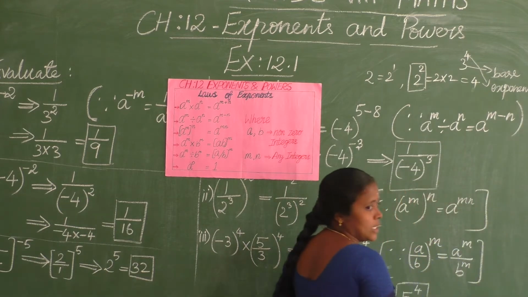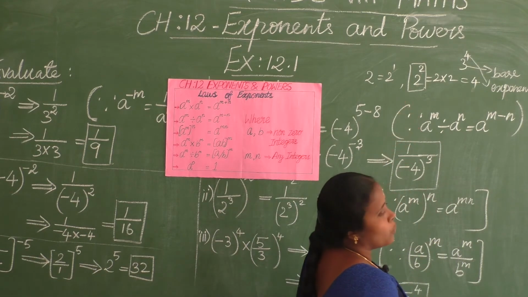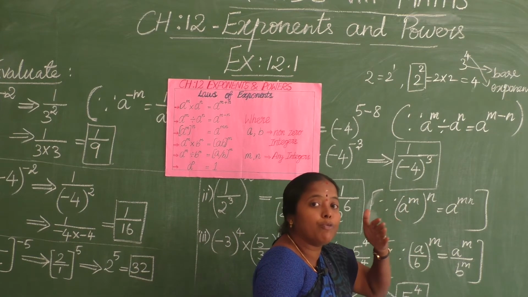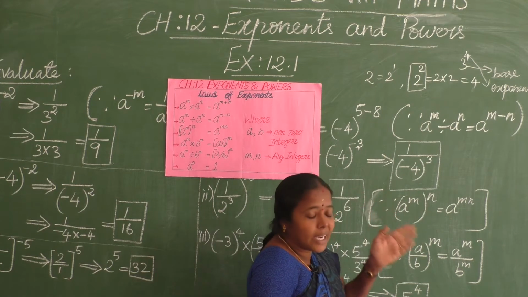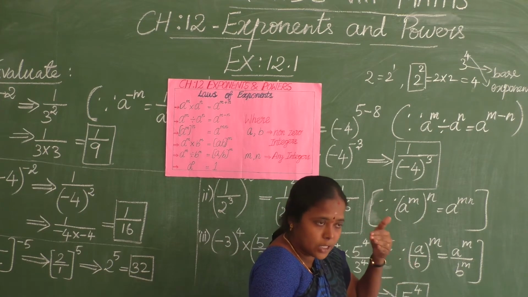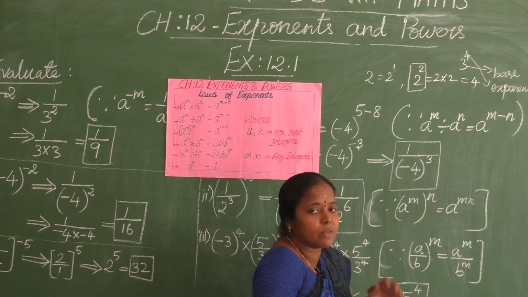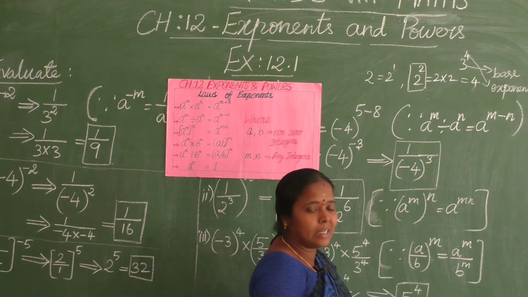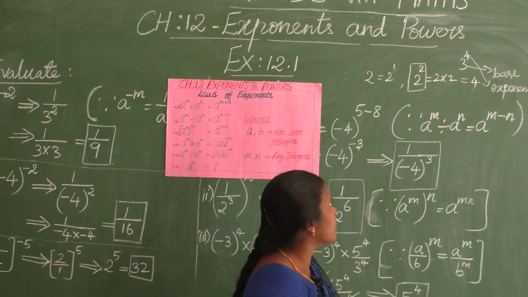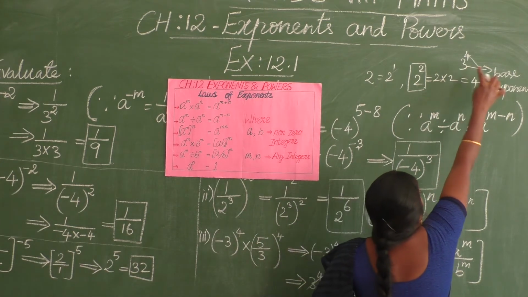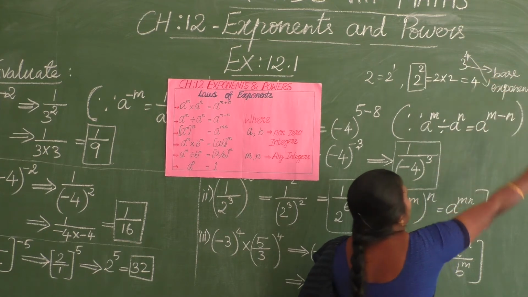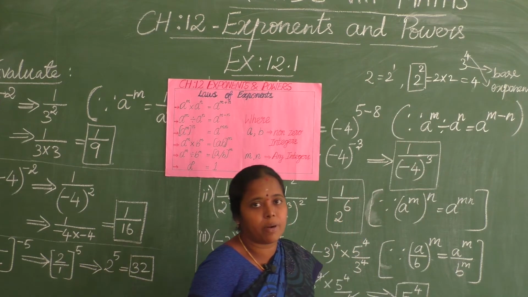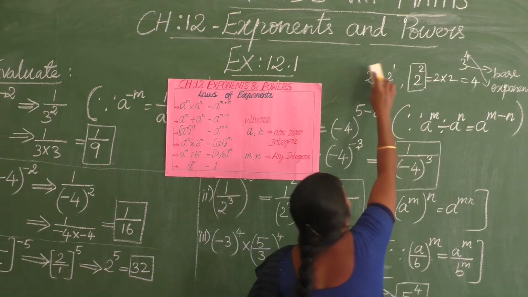E-X-P-O-N-E-N-T, exponent. Understood, children? 3 power 4. What is the meaning? 3 can be written in product notation up to 4 times. 3 power 4, nothing but 3 into 3 into 3 into 3. Clear? In that, 3 is called the base, 4 is called its exponent. Understood? That formation is called exponential form.